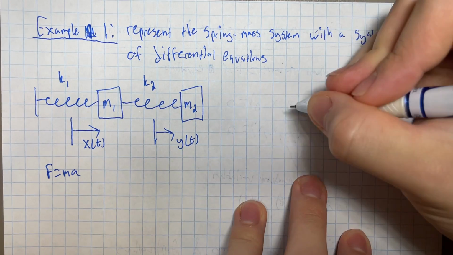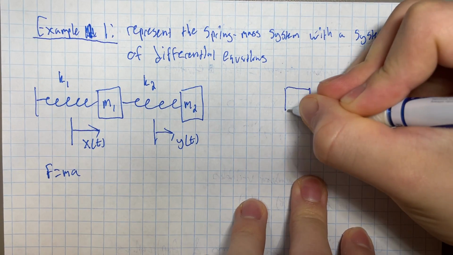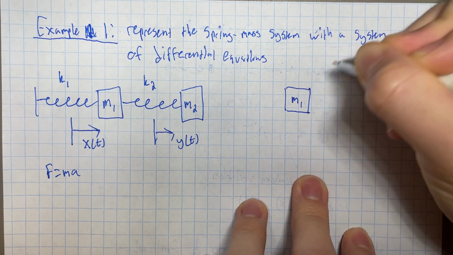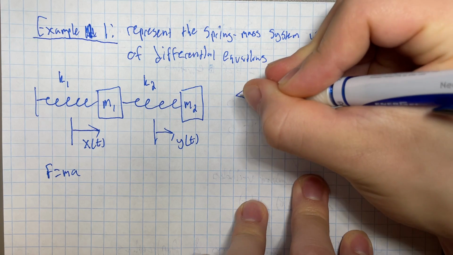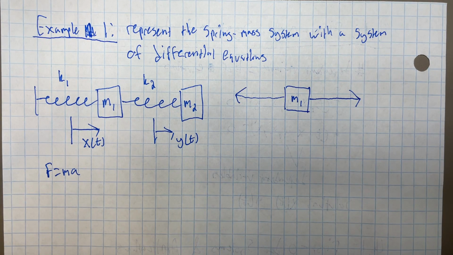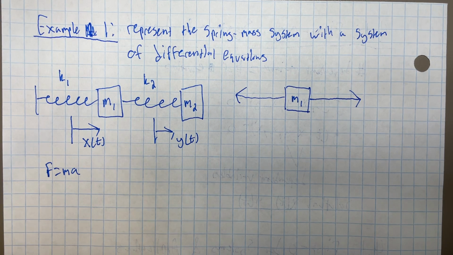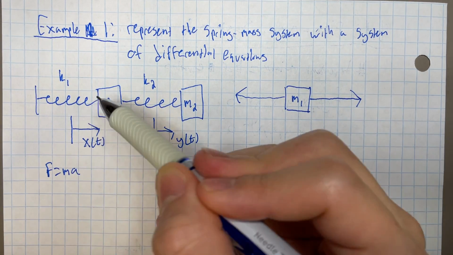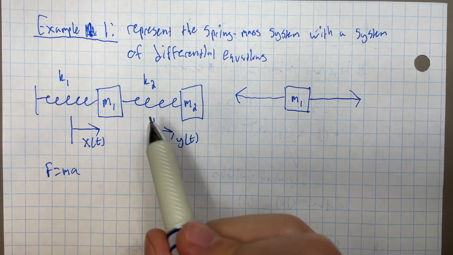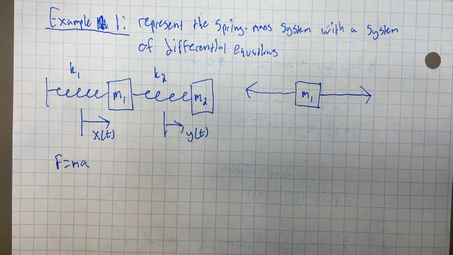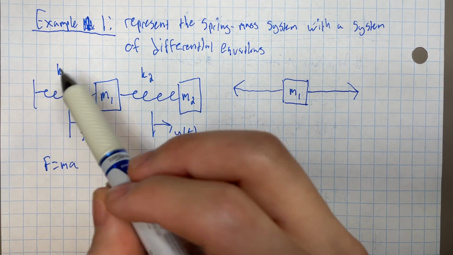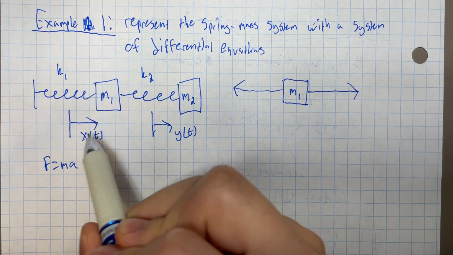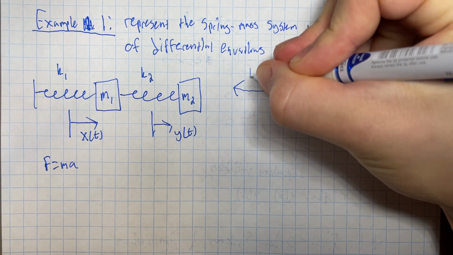But just in case, a free body diagram is pretty much just a simple way of representing the forces that are being applied to just an object. So you can see for mass 1, it has a force this way from this first spring and a force this way from this second spring. And so finding the force on the left is pretty simple because it's just this spring constant times whatever the displacement is. So it's going to be K1x.